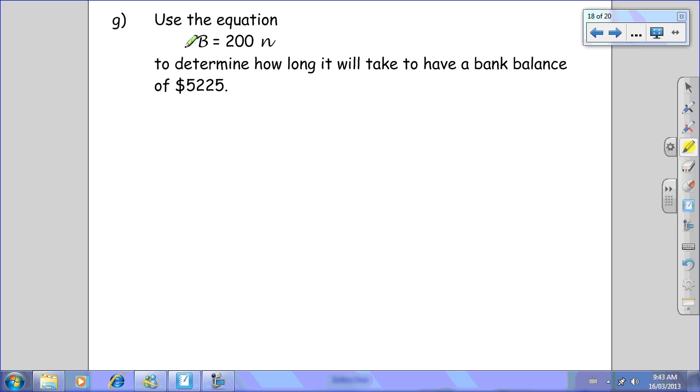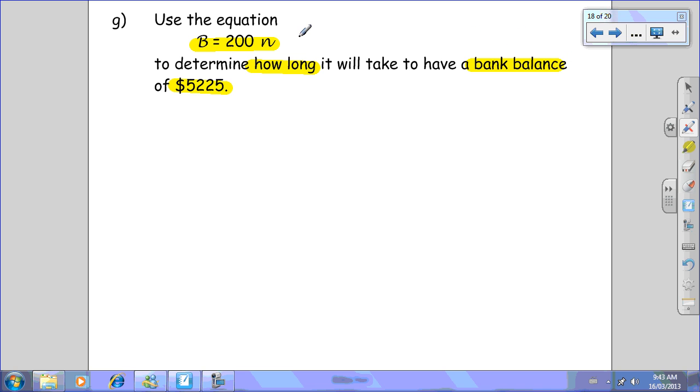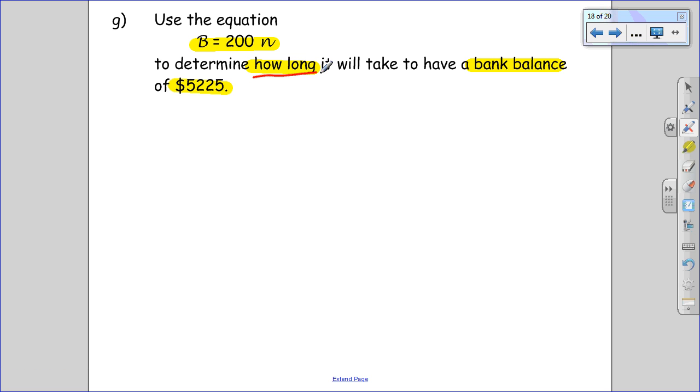Part G, use the equation b equals 200n to determine how long it will take to have a bank balance of $5,225. Okay, so I read it. Now I'm going to read it and highlight it. I've been kind of skimming over doing that because these are not long questions, but we really should get in the habit of reading 3 times. Let's read it again and focus on what am I solving for. Use the equation to determine how long it will take to have a bank balance of 5225. How long is what I'm solving for. That's my n. The bank balance is what I'm given.